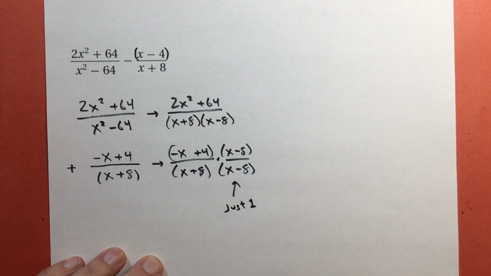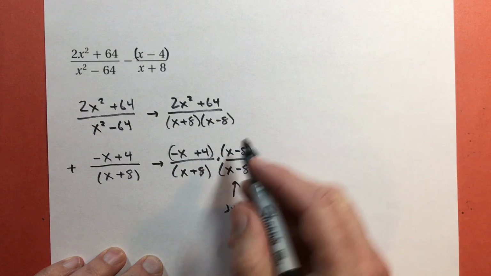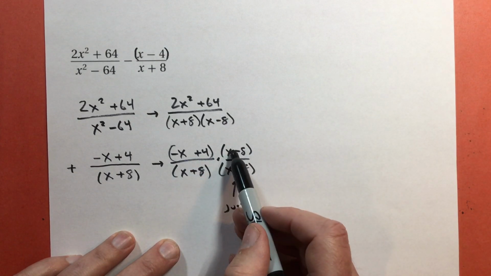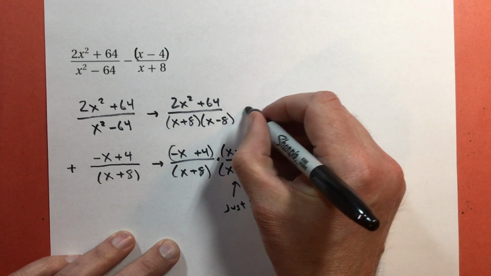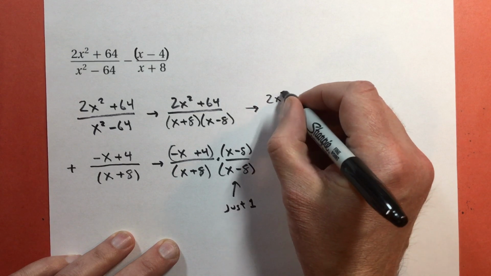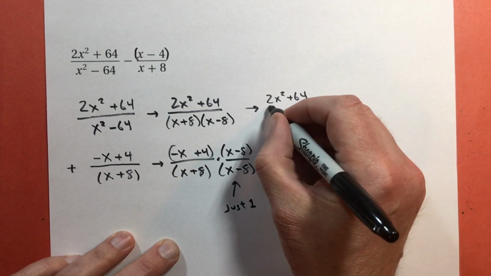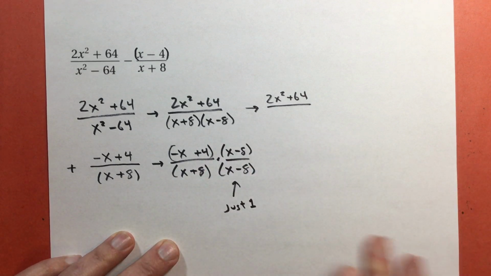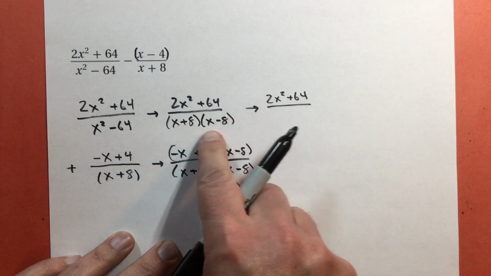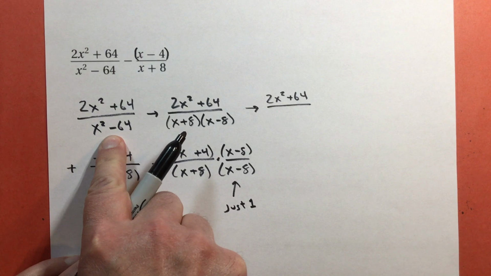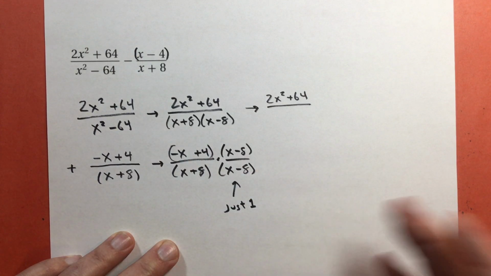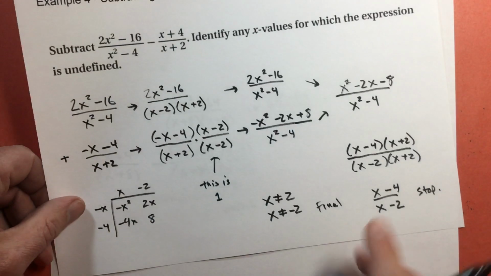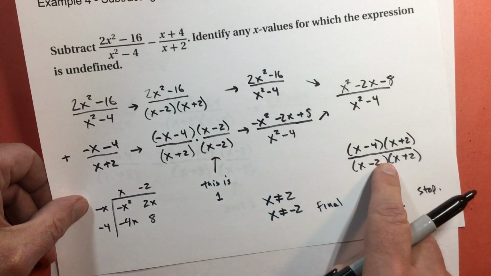Okay, so let's multiply this. This is going to become 2x squared plus 64 over, and I'll go ahead, it doesn't matter. With the last one, I remultiplied. It's just right there. I don't have to do any extra work. And the last step, if I need to go back to factoring, I know what it was already. I already had it factored.